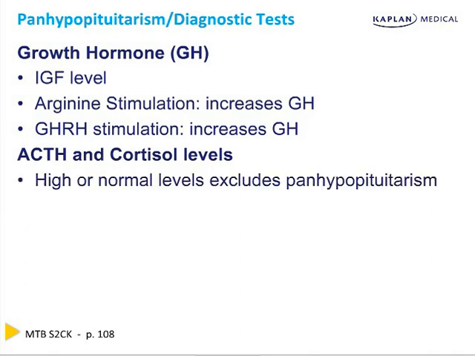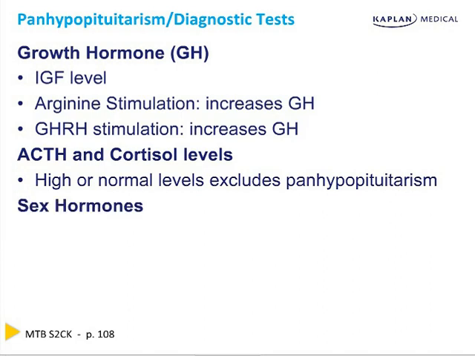ACTH and cortisol levels, high or normal levels, exclude panhypopituitarism. The problem that you have is that when the levels are low, you can't tell if you're in the normal trough of a diurnal cycle or whether somebody has a real panhypopituitarism.